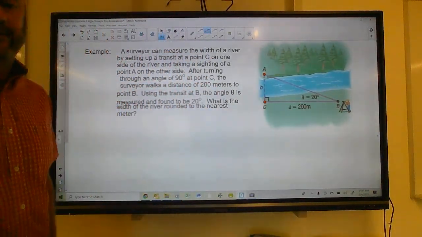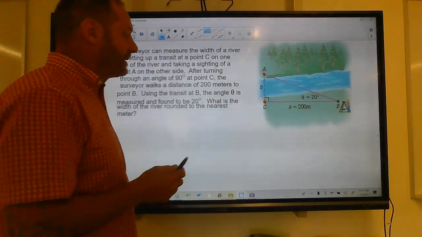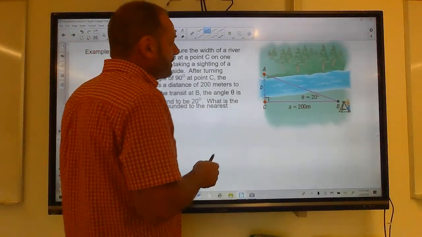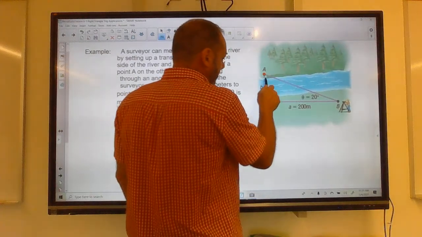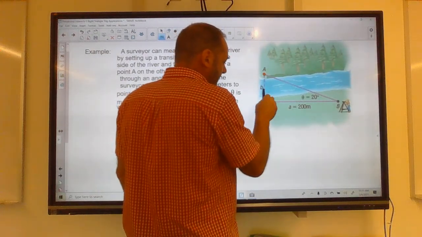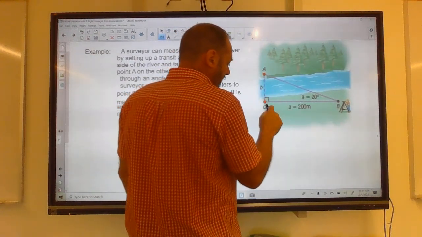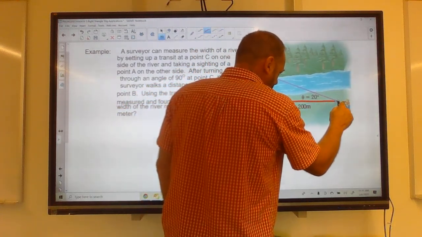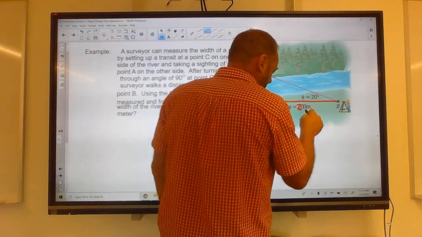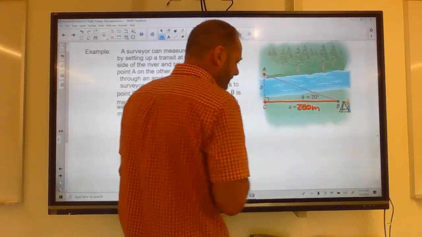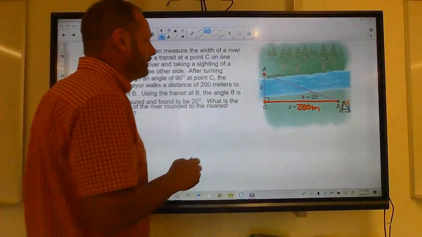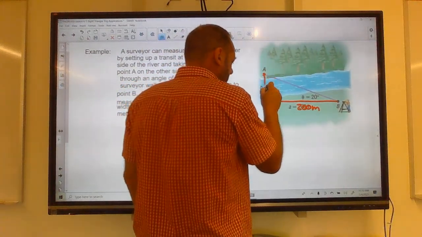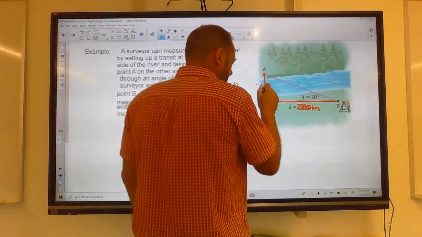Now, he doesn't want to get wet, right? So he doesn't have to get wet because he's going to use trig. So he's going to set his transit up here, he's going to sight this in across here. And then he's going to measure a 90-degree angle with his transit, and he's going to measure 200 meters down this side of the river. So he's got these two sides of the triangle, and we're trying to figure out that side right there.